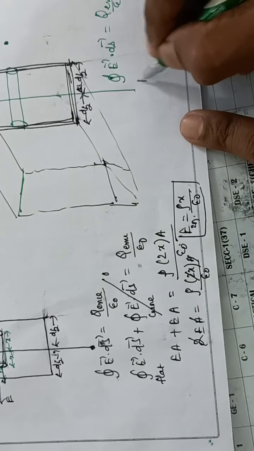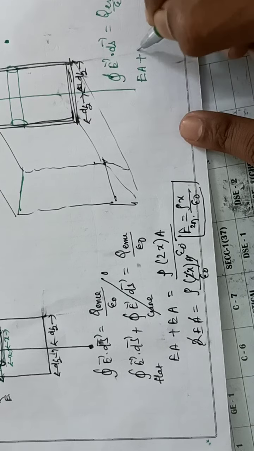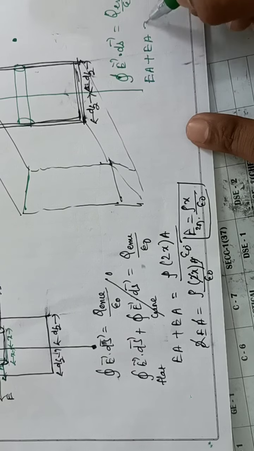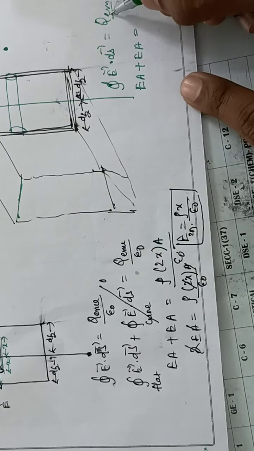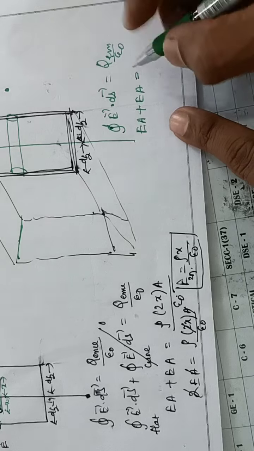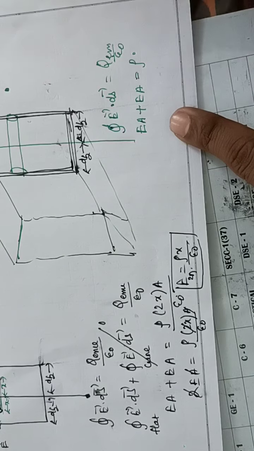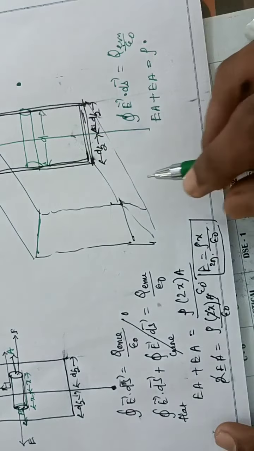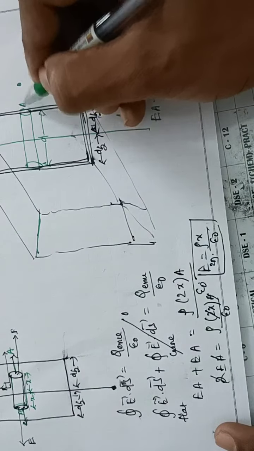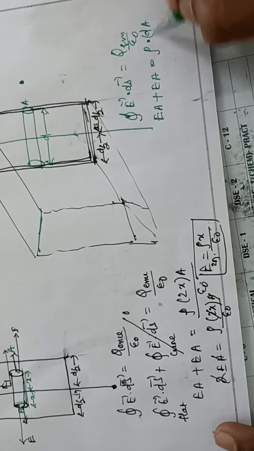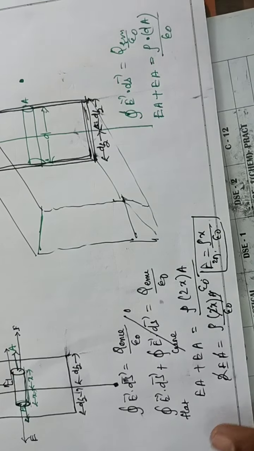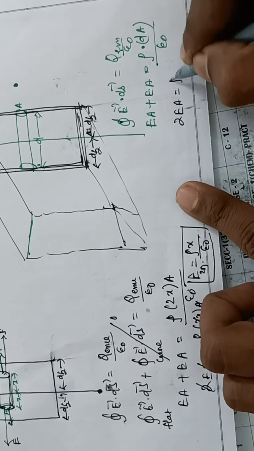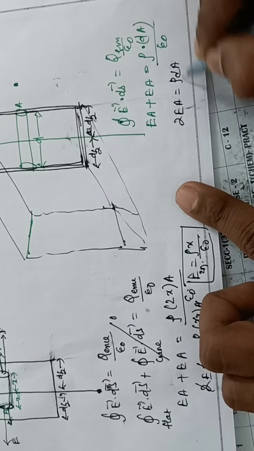So I write EA plus EA. This is obvious because there are two sections, that is EA plus EA. And I write the charge enclosed in terms of rho. Charge is rho into V, volume. What is the volume? Total length d into area A. So the expression becomes 2EA equals rho dA upon epsilon naught.